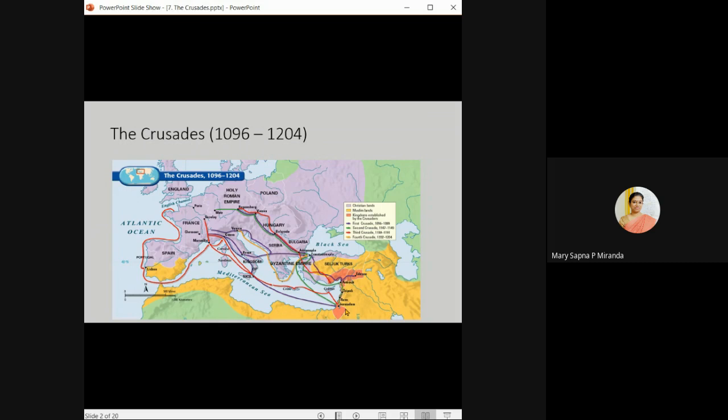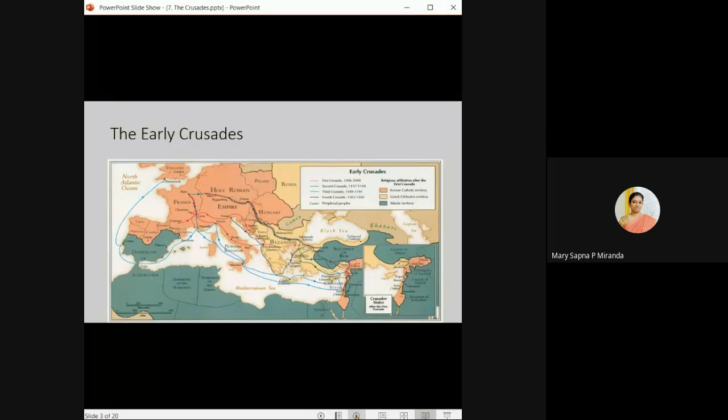So, in this class, we are going to mainly look at the first three crusades and the different people who were involved in these crusades. Again, this map is showing us the direction in which these people from the Christian lands traveled towards the Holy Land. The first crusade is depicted using the red arrow here, right?